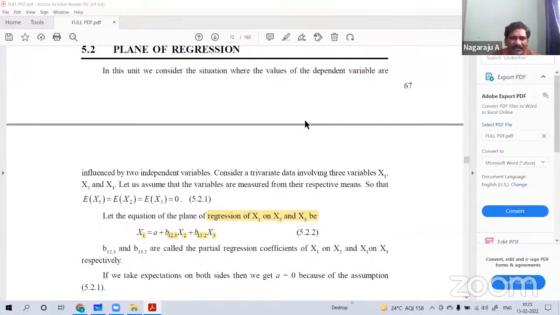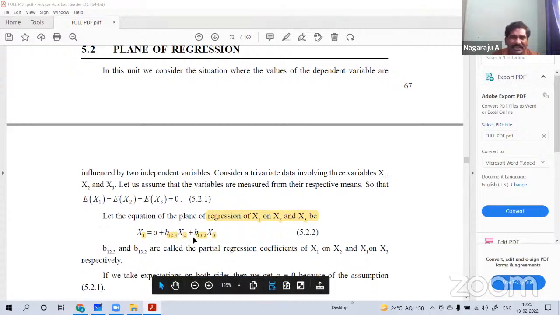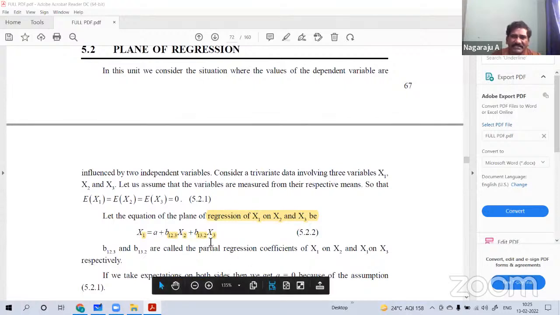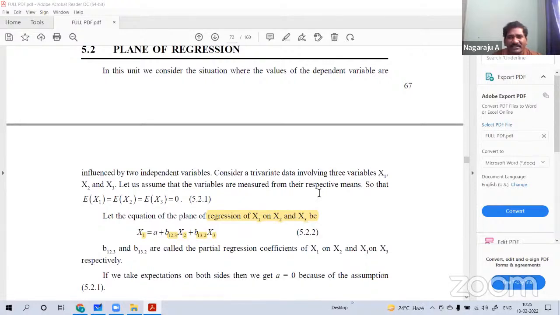Here, I'm taking x1 as the dependent variable. What I selected here, you can see, is x1 on x2 and x3. And here x1 equals a plus b12.3 x2 plus b13.2 x3. So here x2 and x3 are clearly the independent variables on x1, so the regression coefficients are x1 on x2 as well as x1 on x3.